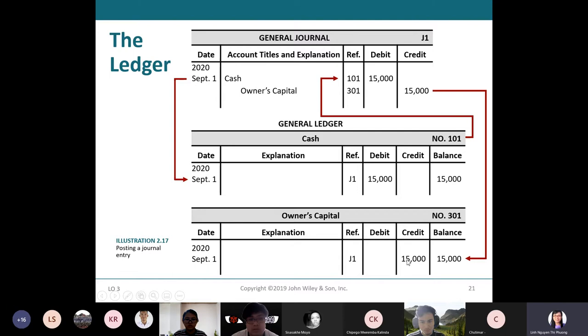Now look at the general journal. The reference column, look at the reference column. Did you see that?